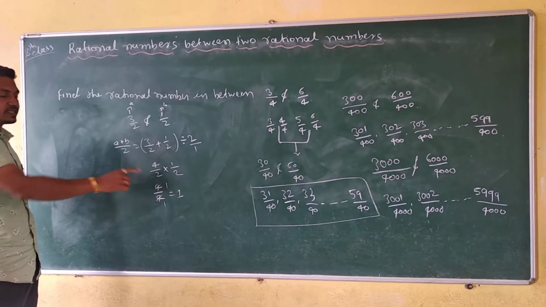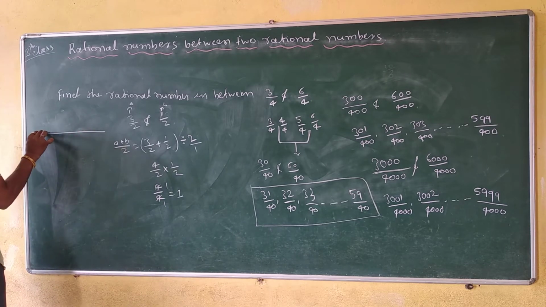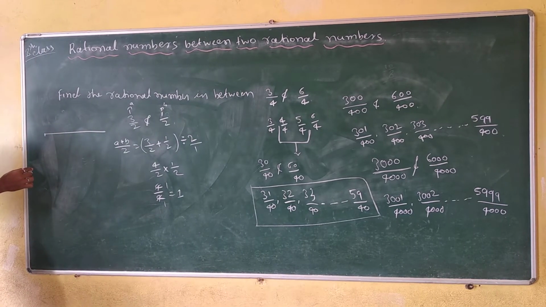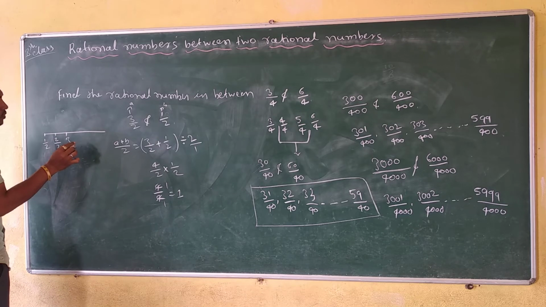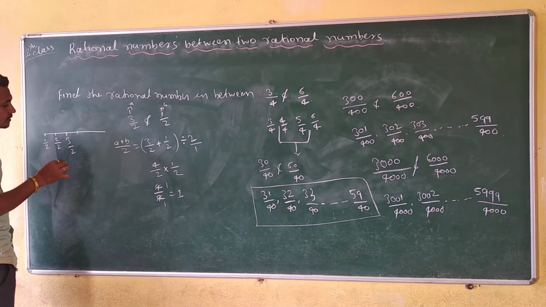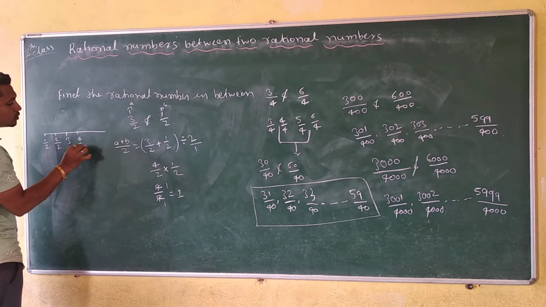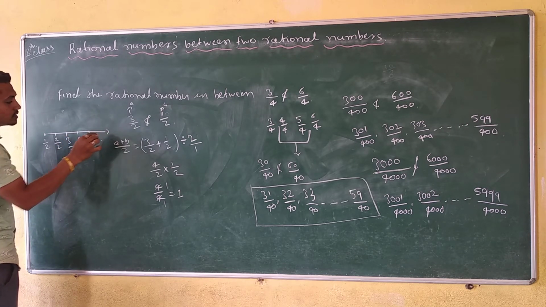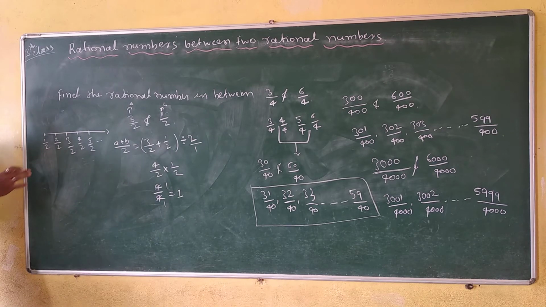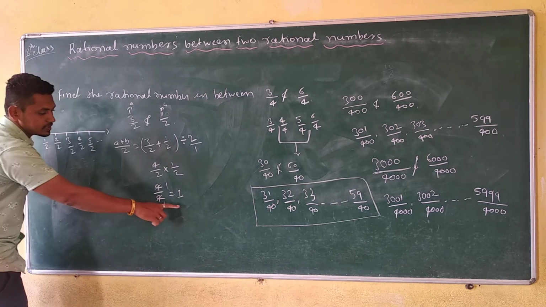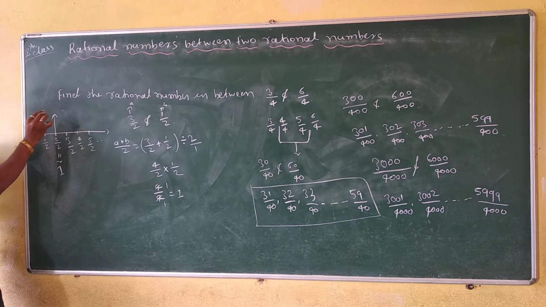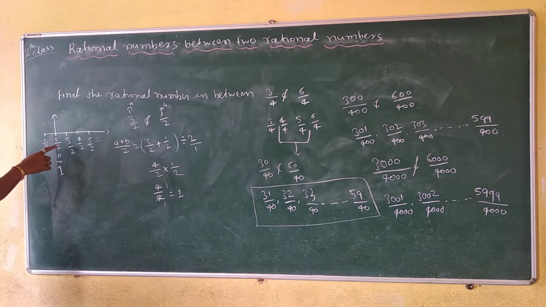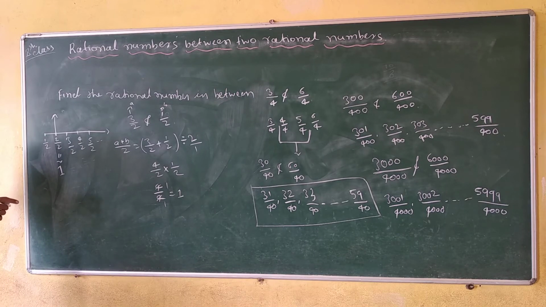And it is also represented on the number line. How is it done here? Starting from 1 divided by 2, then 2 divided by 2, 3 divided by 2, next 4 divided by 2, 5 divided by 2, and so on. This is the number line. On that number line you have to show this middle point, 1. So 2 divided by 2 is also 1. So this is the midpoint of 1 divided by 2 and 3 divided by 2. Is it right?